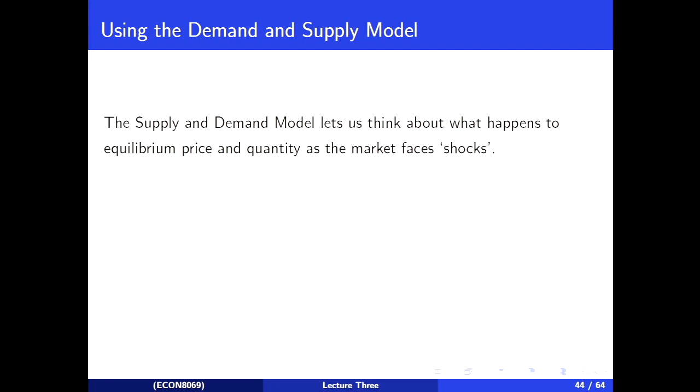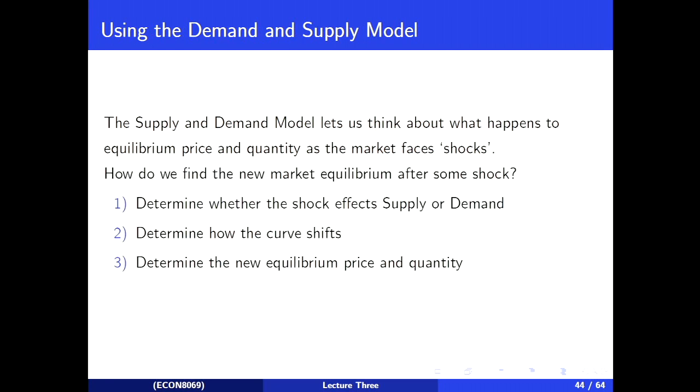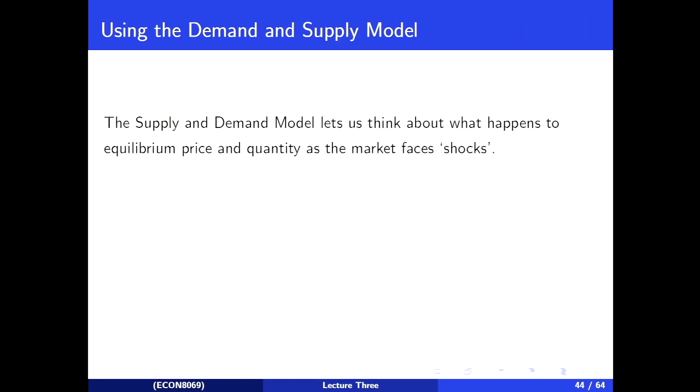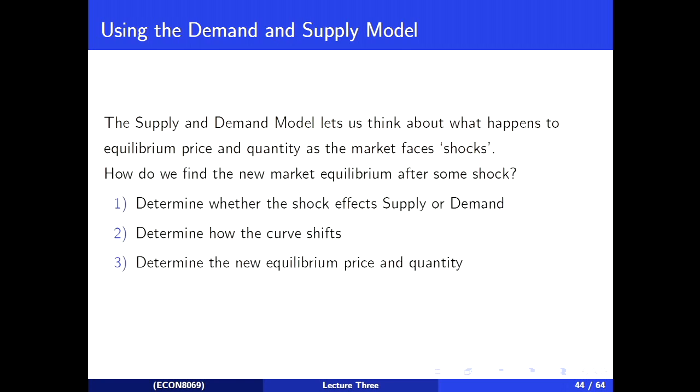Okay, using the demand and supply model. So we'll go through this without too much fanfare. Oh good, we are actually almost done, because I won't talk about elasticity, or I will do it briefly. The supply and demand model lets us think about what happens to equilibrium price and quantity when we face shocks to the market. This is, in many ways, the nice thing about the demand and supply model: we can talk about what happens when we change the market somehow.